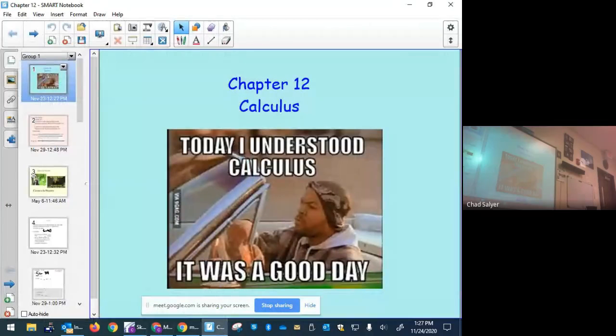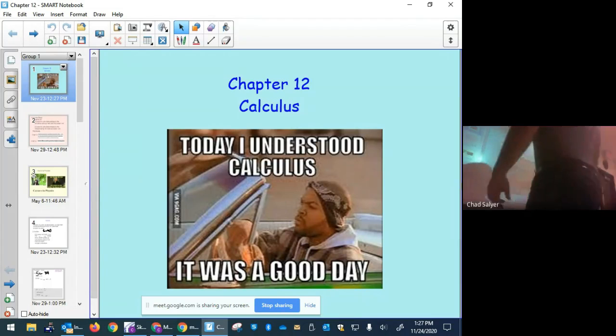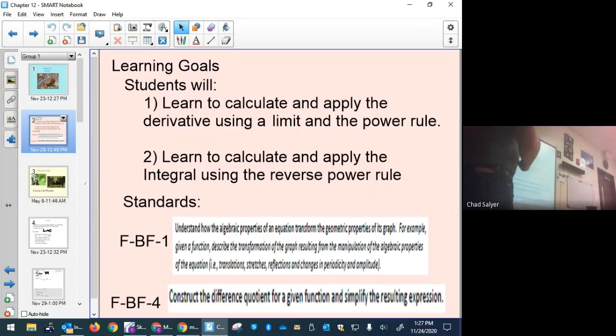All right, chapter 12, all about calculus. So, learning goals for today. Calculate the polynomial derivative using a limit. Calculate the polynomial integral using the reverse power rule. So, we're going to do this one the hard way and the easy way. This one only the easy way. I'll show you what I mean in just a second. There are some Common Core standards associated with this, which I'm sure you're very interested in.